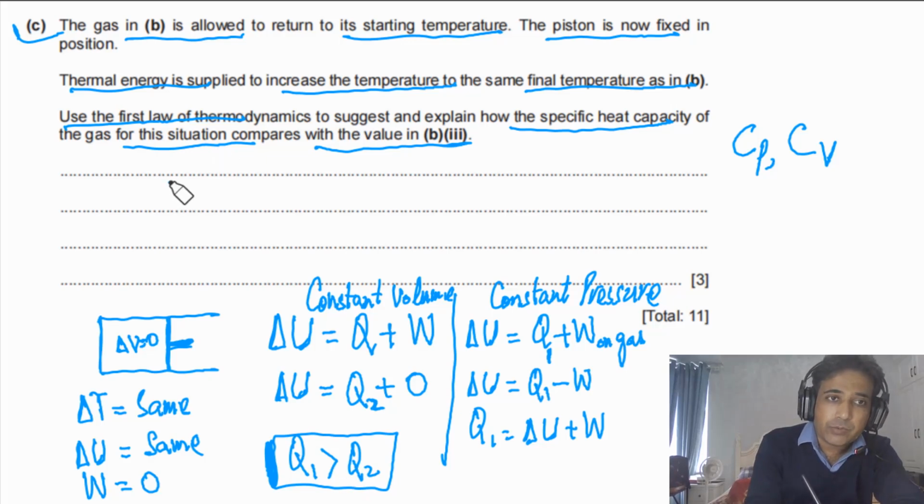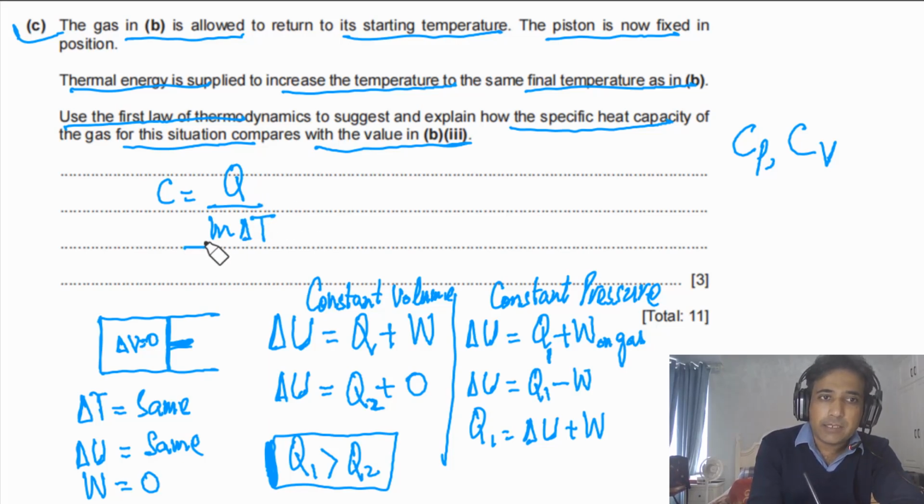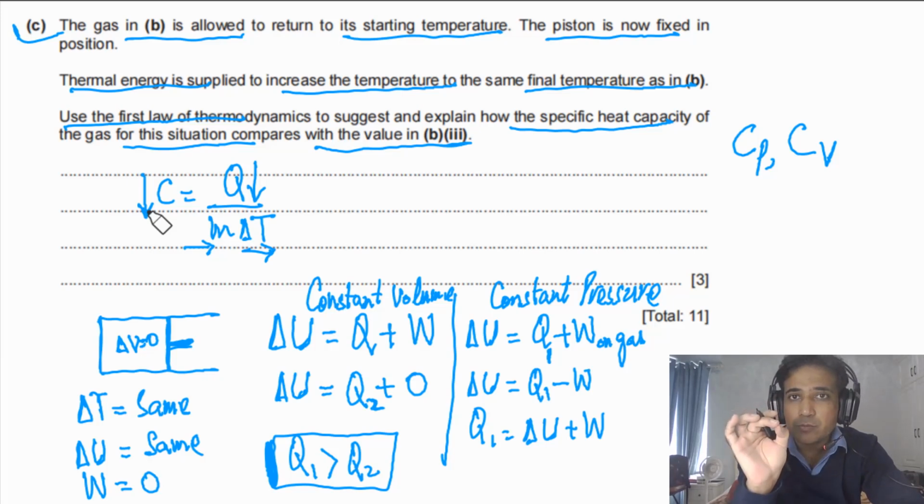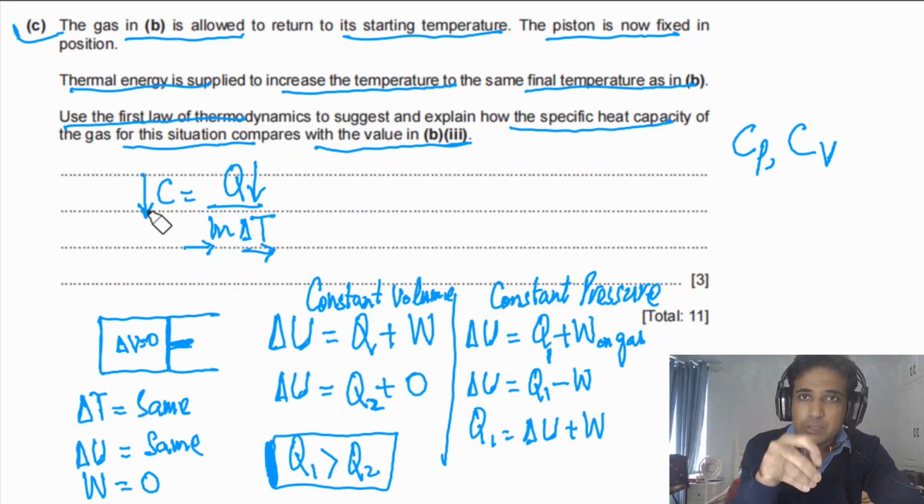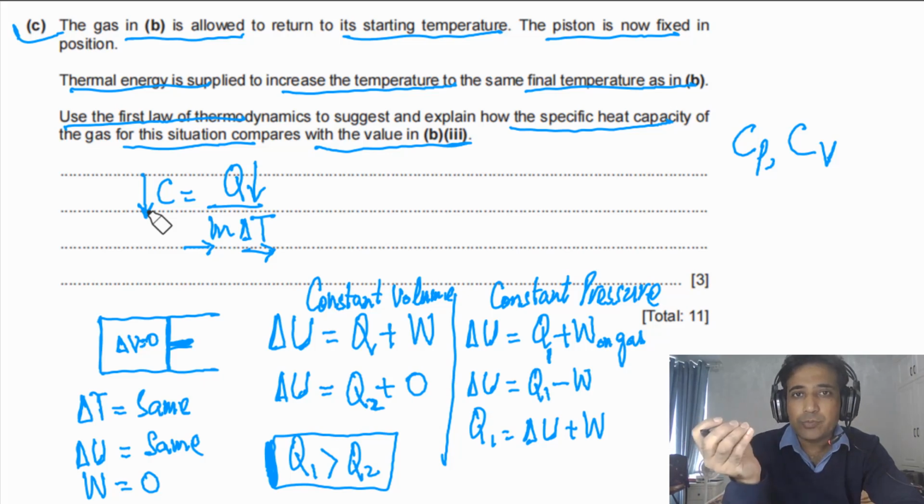Now we can write down C. C is equal to Q over M times delta T. As in this case, M is the same, rise in temperature is the same. So if Q goes down, it means C will go down. So it means in order to raise the same temperature, we need to supply a lower amount of thermal energy. So the new value of C in this case will be lower because Q needed is lower. I hope this makes sense.